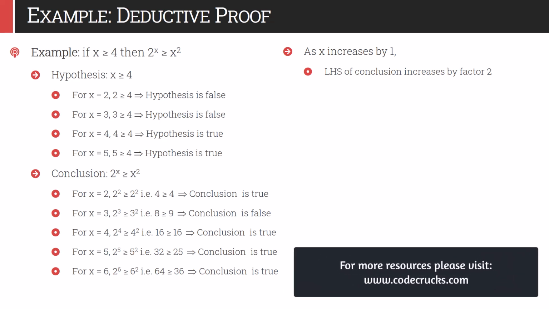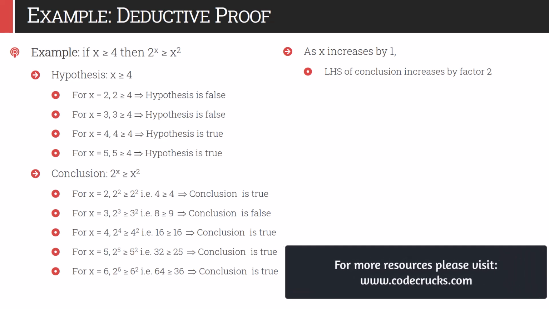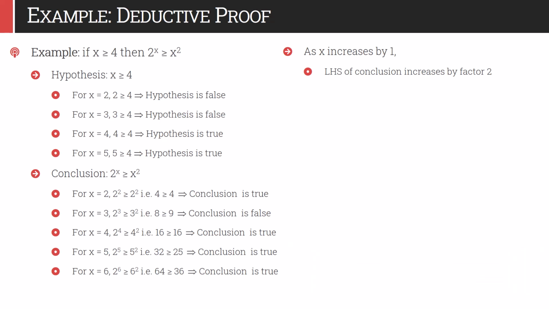So in the first case, when x is 2, the left hand side part of the conclusion would be 4. For x equal to 3, it is 8. For x equal to 4, it is 16. For x equal to 5, it is 32. For x equal to 6, it is 64. So it is getting multiplied by 2. Whenever we increment x by 1, the left hand side part of the conclusion is increased by a factor of 2.